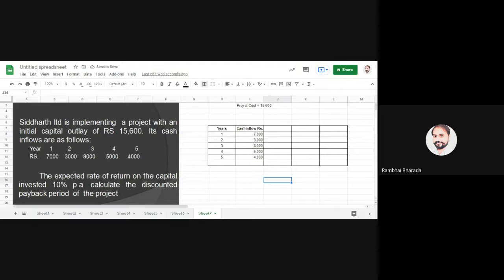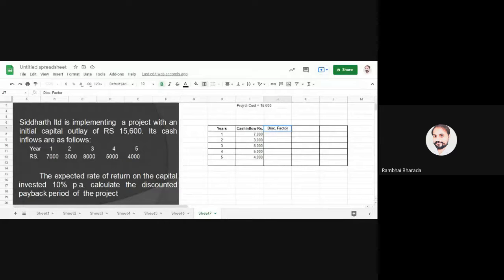These two columns are clear. I have just copy pasted from the question. Okay. Now which payback period we need to calculate? Discounted. Okay, so whenever discounted payback period is there, first of all we need to find a discounting factor.